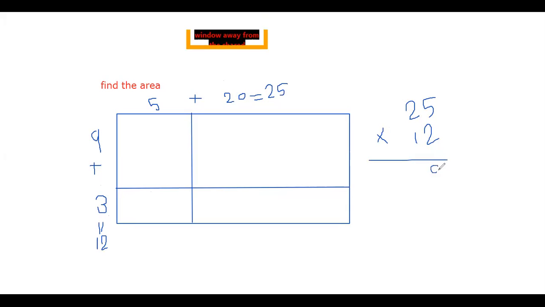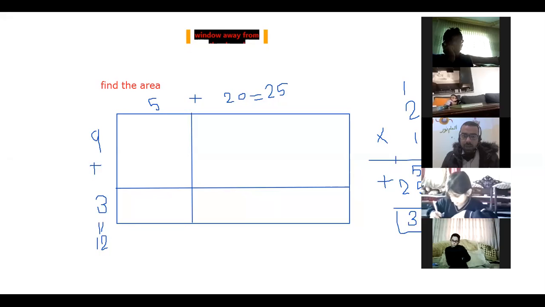So 2 times 5 is 10, and here is 1. 2 times 2 is 4 plus 1 is 5. Then we add the 0. 1 times 5 is 5, and 1 times 2 is 2. So we add 0. 5 plus 5 is 10, so a 0 and 1. 1 plus 2 is 3. So the answer will be 300. That's it. Do you have any question about that?